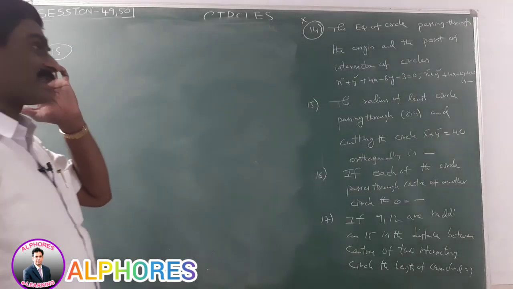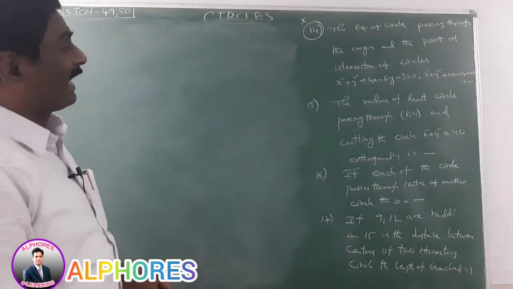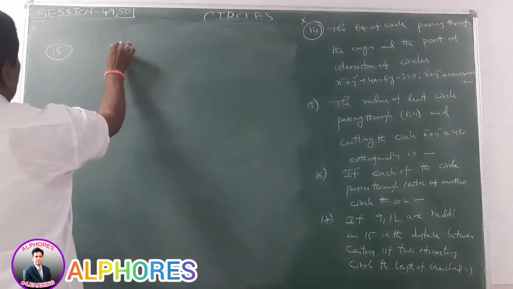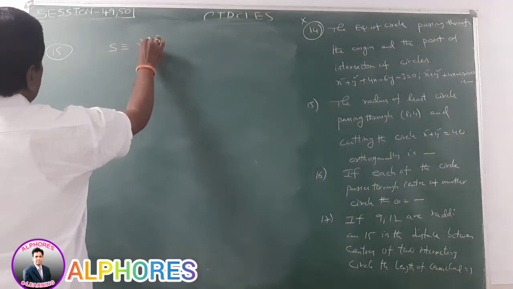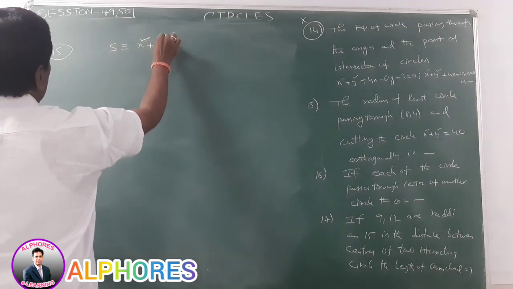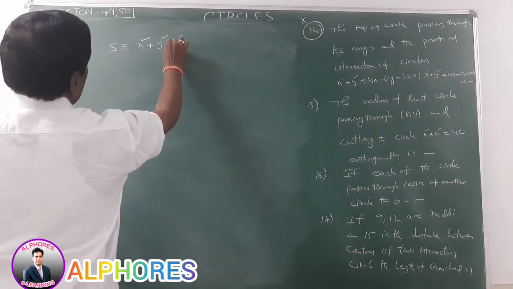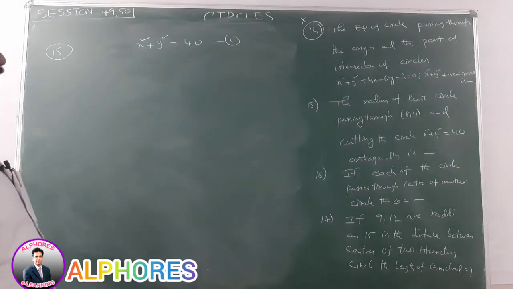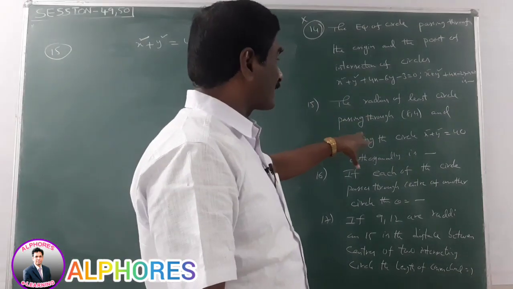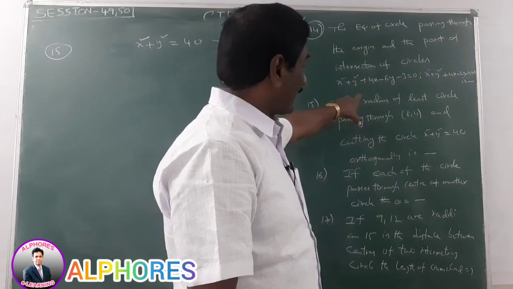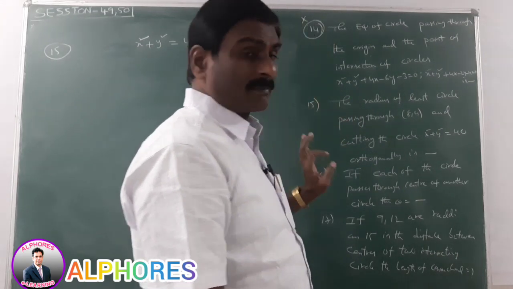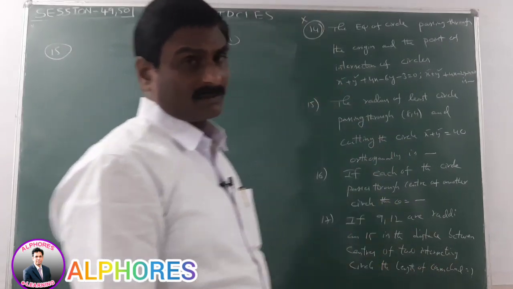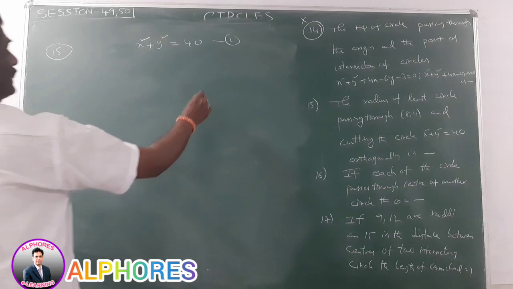The radius of the least circle passing through (8, 4) and cutting the circle x square plus y square is equal to 40. The first given circle is x square plus y square is equal to 40. Now we find the radius of the required circle. That circle cuts the circle orthogonally. Orthogonal means the angle between the two circles is 90 degrees.